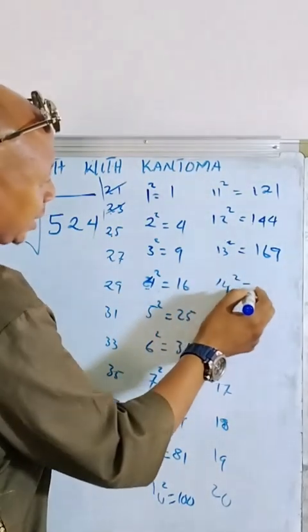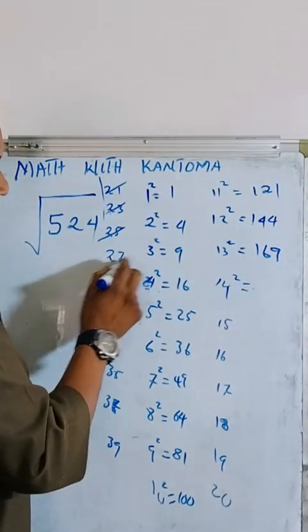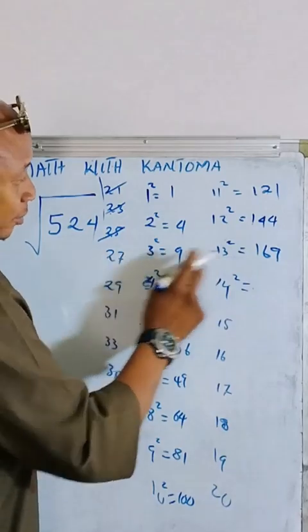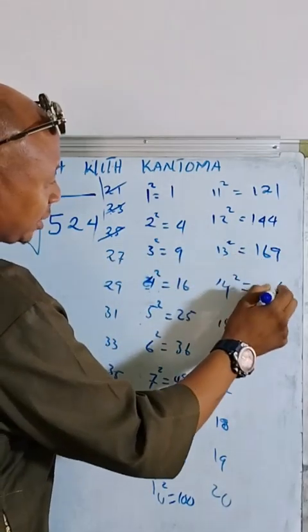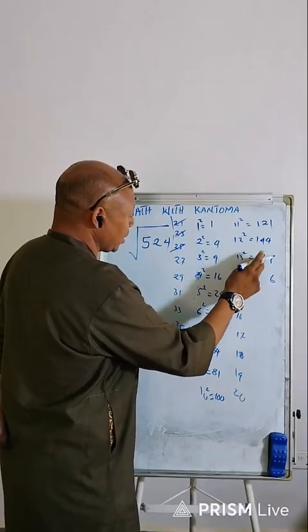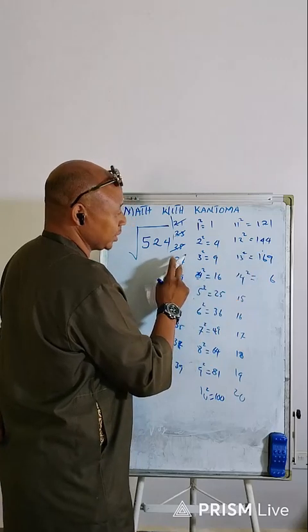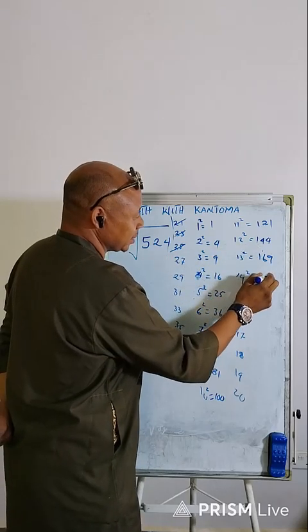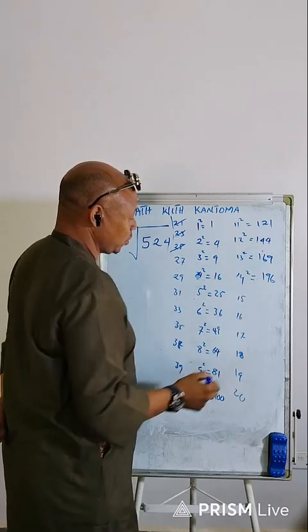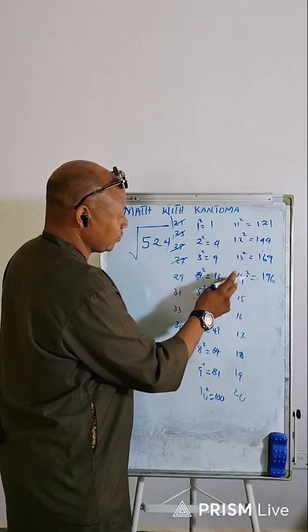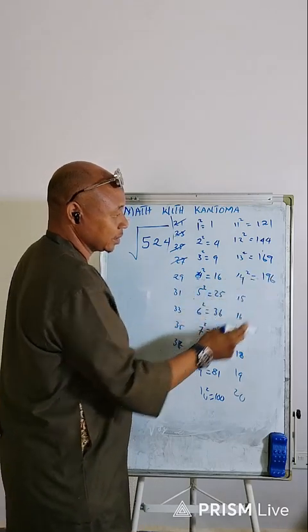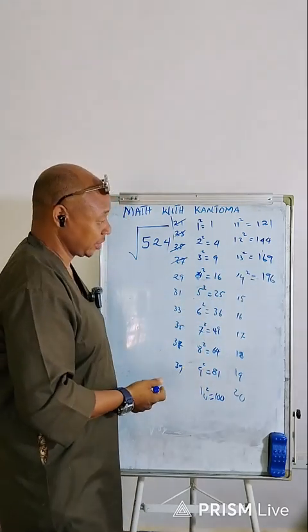Next, 14 squared. Add 27 to this 169. 7 plus 9, we have 16. Put 6, carry 1. And then 6 plus 2 is 8. 8 plus 1 is 9. Then 1 plus 0 is 1. So 14 square is 196. If you press your calculator, you're going to have this value.